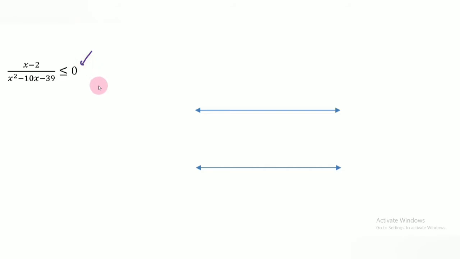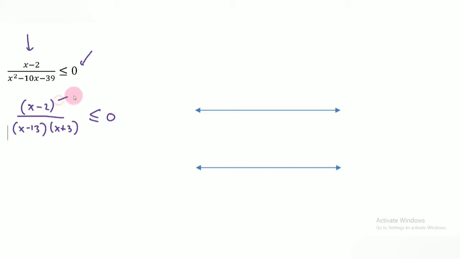One side is already 0, so that's good. But we haven't factored completely the polynomials on the left member. So before we go to find all of the borders, let me show you that we need to factor it first. So this one will be x minus 13, x plus 3, less than or equal to 0. Now we have everything factored completely, and we have a total of 3 factors.